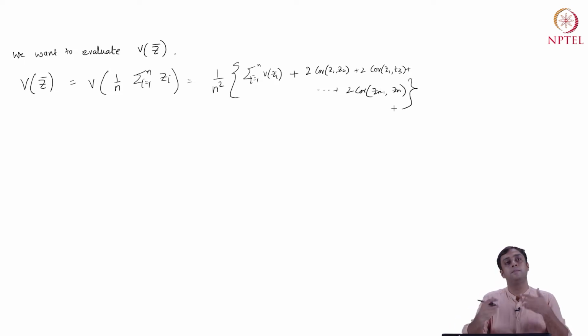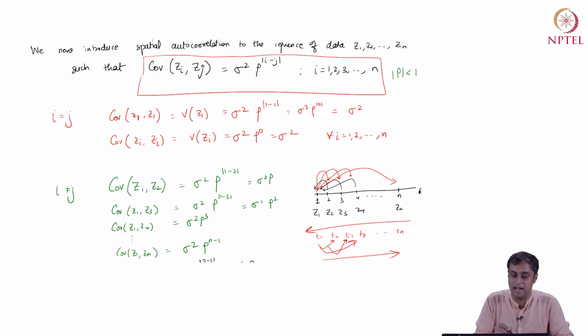So we need these pairs of covariances to be part of this variance definition. In case of IID, the covariance terms were all zeros. In case of spatially autocorrelated data, they are all non-zero. So the terms within the yellow curly brackets are no longer zero. In fact, we are given a definition of those, and that is covariance of Zi and Zj, right? So we know covariance of Z1 and Z2 is sigma squared rho. We know covariance of Z1 and Z3 is sigma squared rho squared, right?